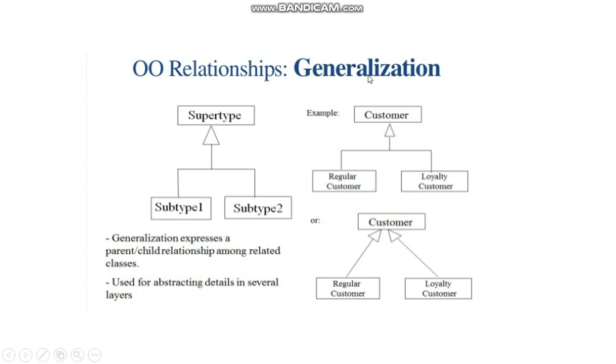The first relationship we are going to discuss is generalization. We can call this a parent-child relationship. So the symbol here is a hollow triangle. For example, a customer class is derived into regular customer or loyal customer. Normally the customers will have some characteristics in common. So this kind of relationship is a generalization.